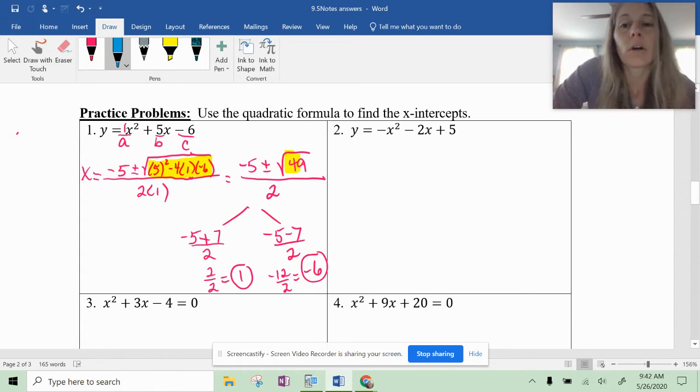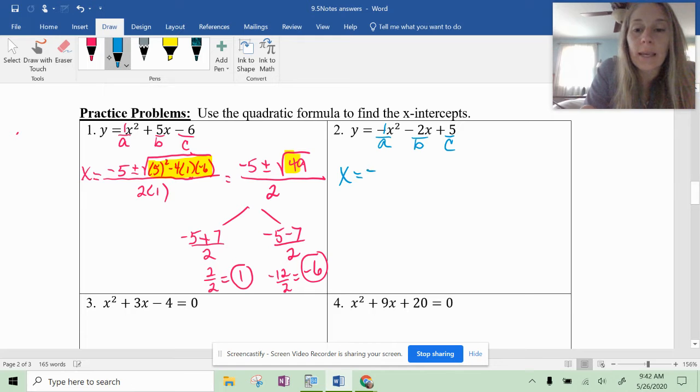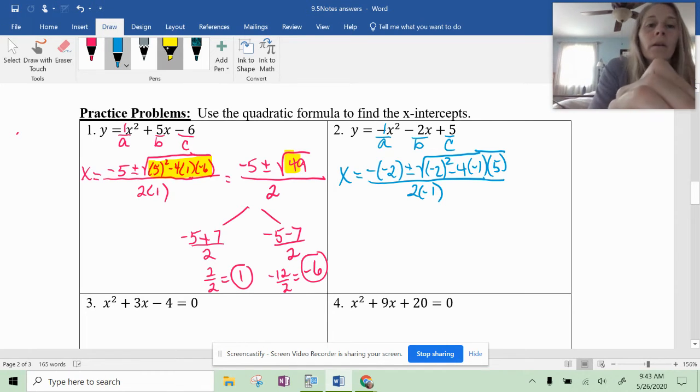Okay, so let's take a look at number 2. So we have negative 1, which is A, negative 2 is B, and 5 is C. So again, we're just plugging into that quadratic formula. So the formula is negative B, so I have negative negative 2 plus or minus the square root of B squared. Make sure when it's negative, you're putting it in parentheses. Minus 4 times A, which is negative 1, times C, which is positive 5. On the bottom, 2 times A, so 2 times negative 1.